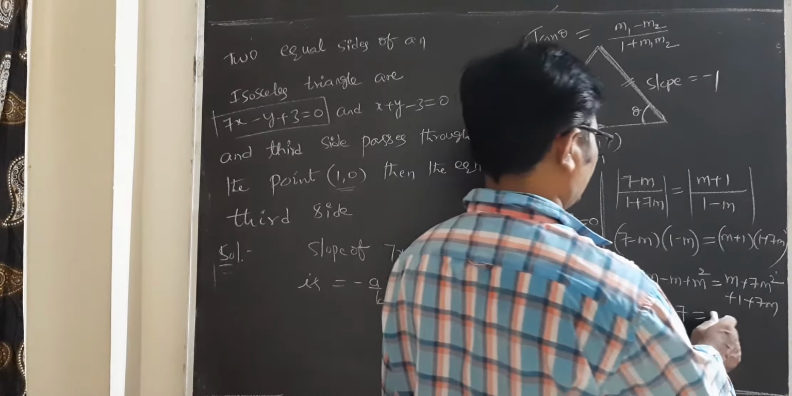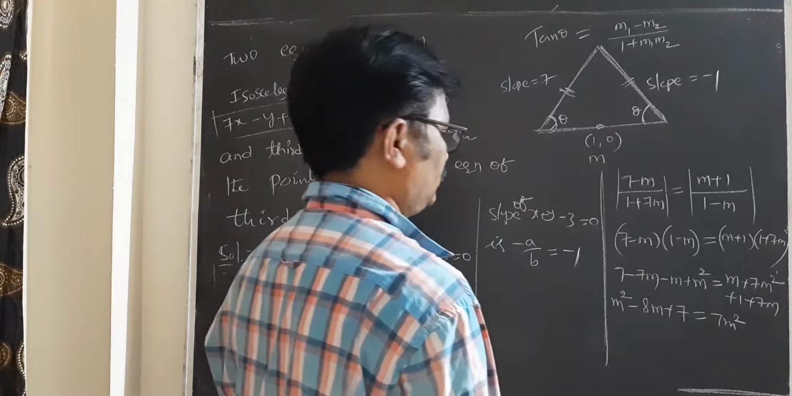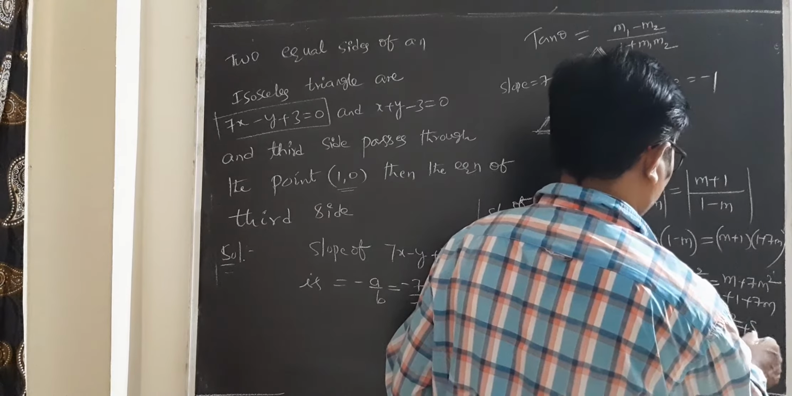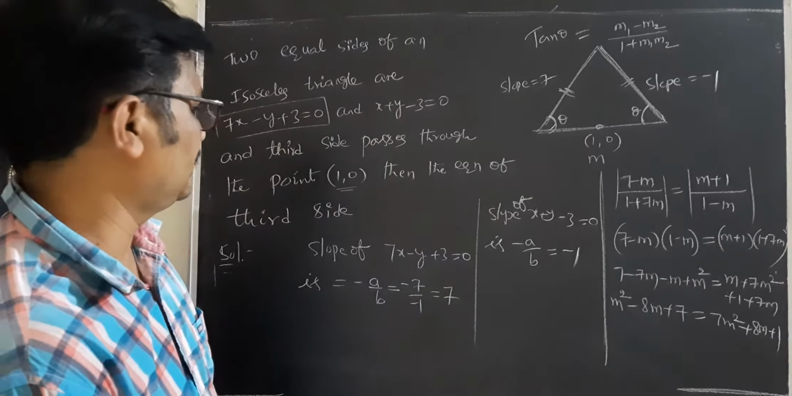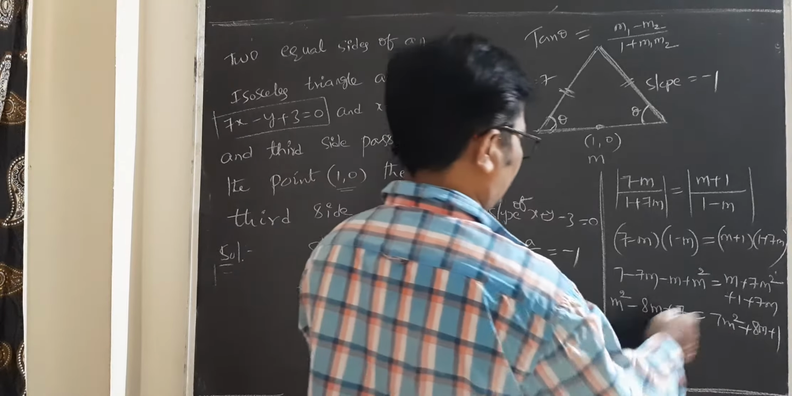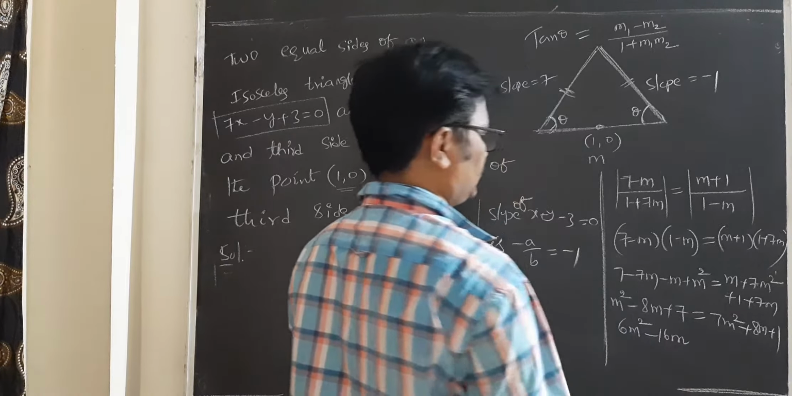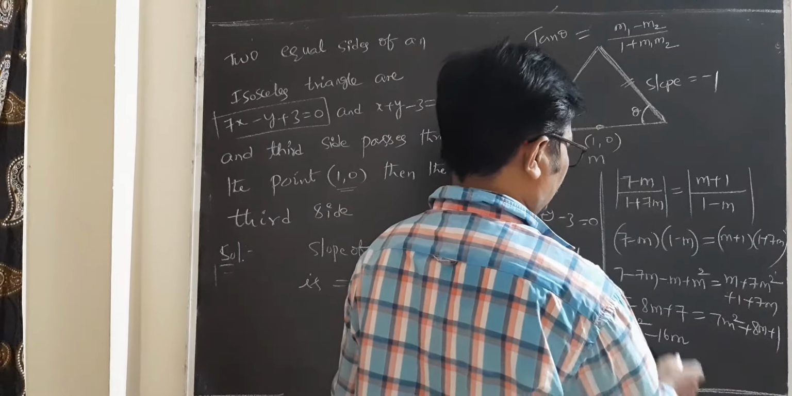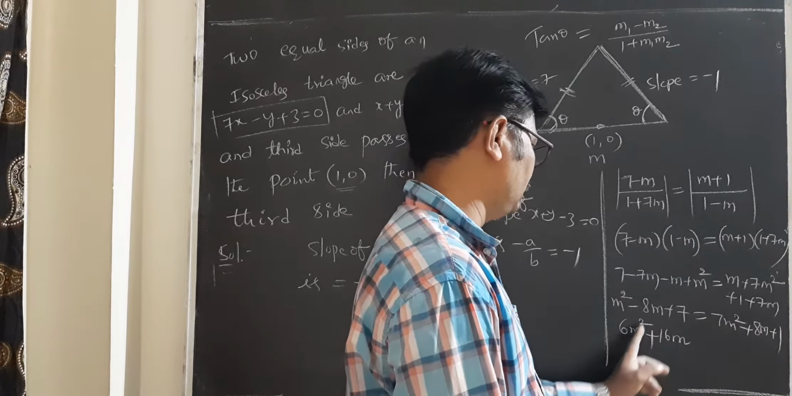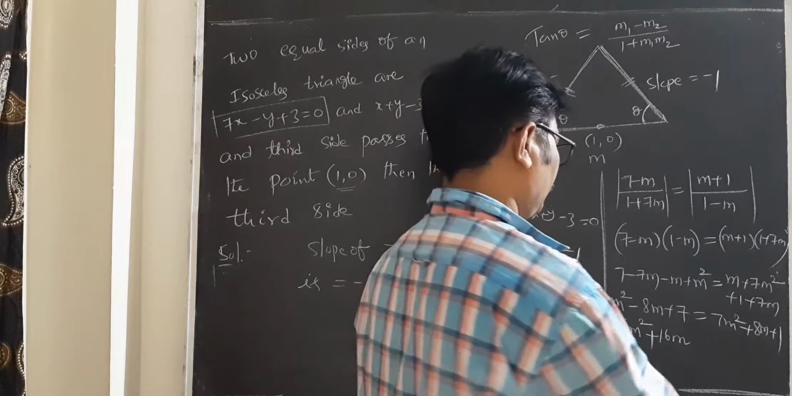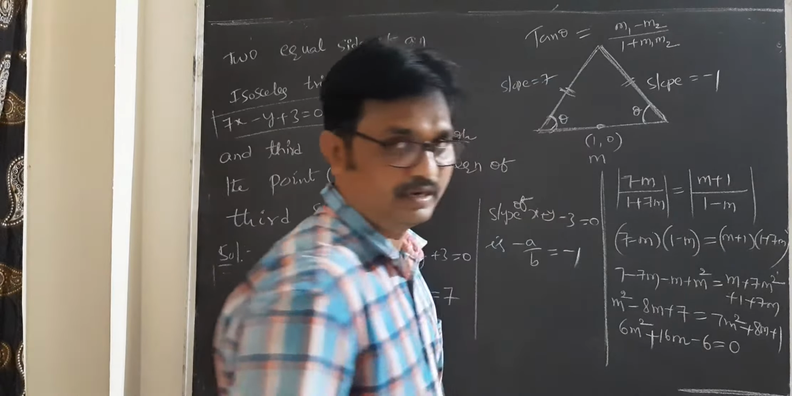This is 7m square, plus 8m plus 1 equal to 0. Sending this to the other side, 6m square minus 16m, and this will be sending to the other side as plus. Therefore students, 7m square minus m square is 6m square, 8 plus 8, and this is minus 6 equal to 0. 1 minus 7 is minus 6.